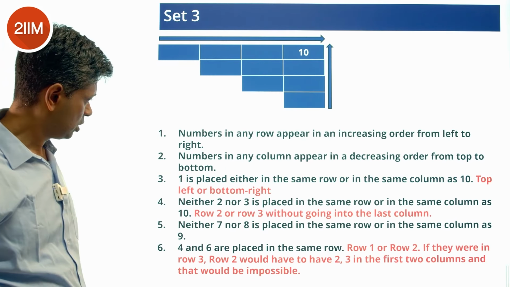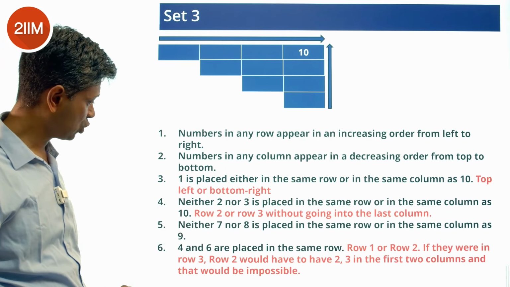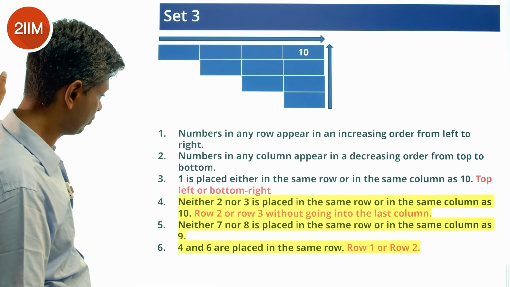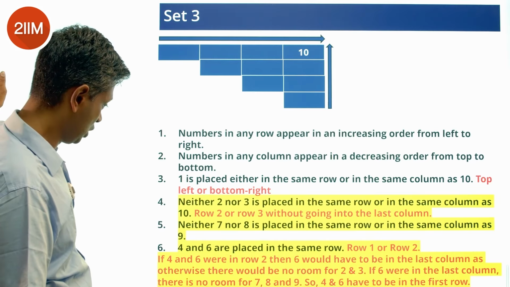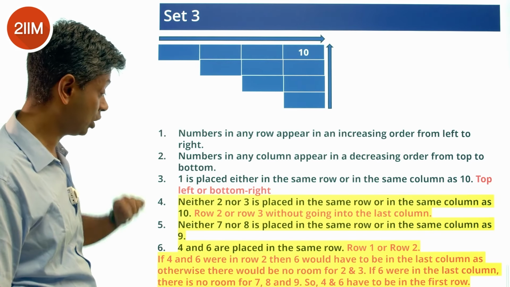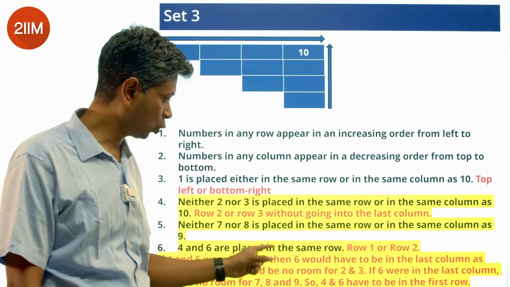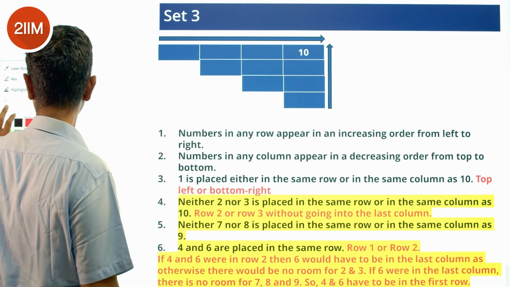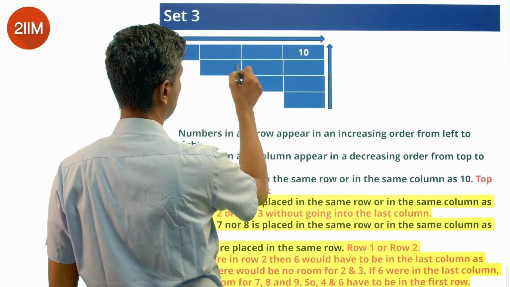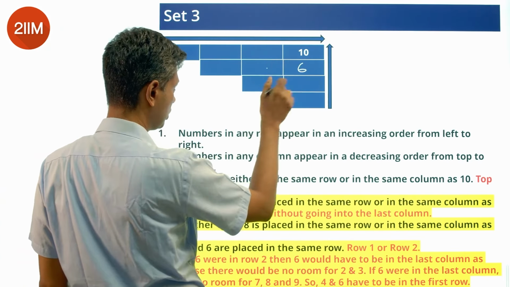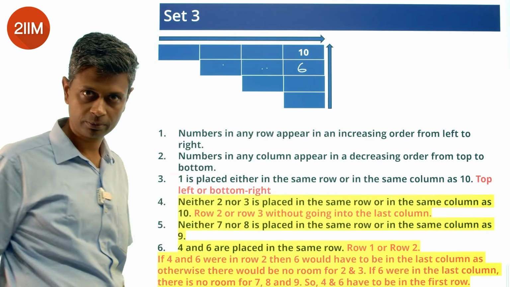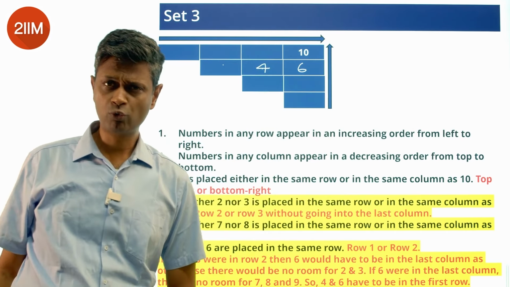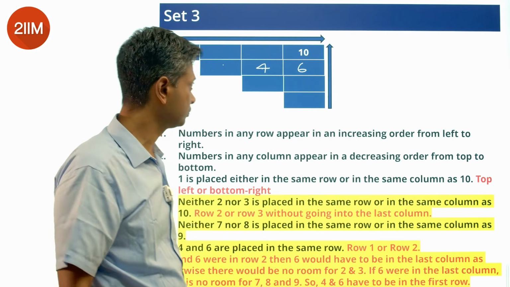Nice. Top left or bottom right, row 2 or 3 without going to the last column. Row 2 would have to be 2, 3 in the first 2 columns. We made these inferences. I'm going to carry on and say row 1 or row 2. If 4 and 6 were in row 2, then 6 would be in the last column and there's no room for 7, 8 and 9. So 4 and 6 have to be in the first row. We've already seen that we cannot have 4, 6 here. Could we put 6 here, 4 here? Doesn't work. 4 here means 5 has to be in between. That also doesn't work. No room for 2, 3. If 4 were here, no room for 7, 8, 9. So 4, 6 have to be in the first row.